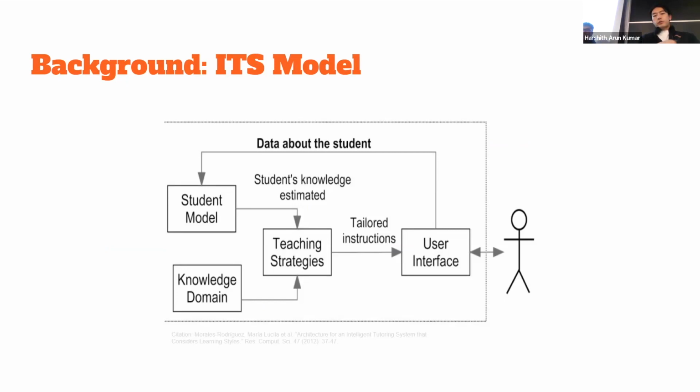And this tailored instruction goes through an interface, and all of that data is collected and fed back to the student model. They want to understand the student's knowledge state: how well a student is performing, if they're an A, B, C range kind of student, and what kind of help they would need.